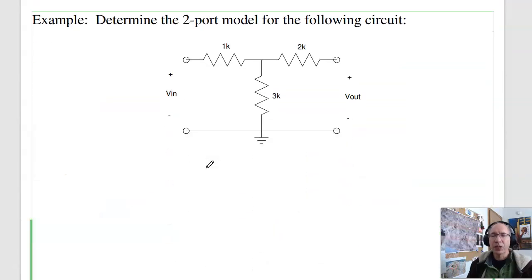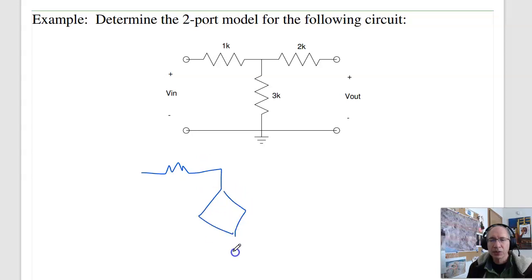So to start out with, let's take a fairly simple circuit. Again, this is a little bit silly, but it kind of illustrates the ideas. Find the two-port parameters for this circuit. So let's draw it down here. Here's a generalized two-port. Find the different terms.